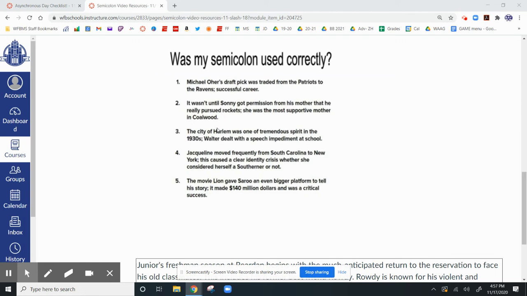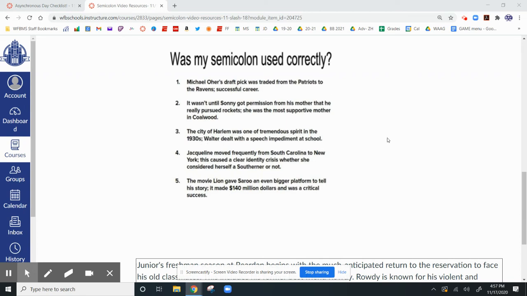Three, the city of Harlem was one of tremendous spirit in the 1930s; Walter dealt with a speech impediment at school. Well, doesn't look like these two thoughts are directly related. I don't even bring up Walter at all in the first part of this sentence. So these two things seem too separate. Even though they're complete sentences, they're too separate. Semicolon would not work here.